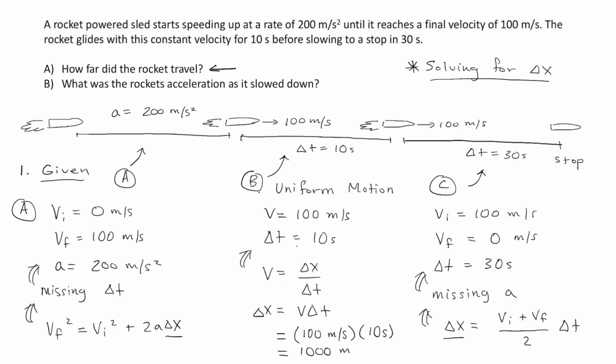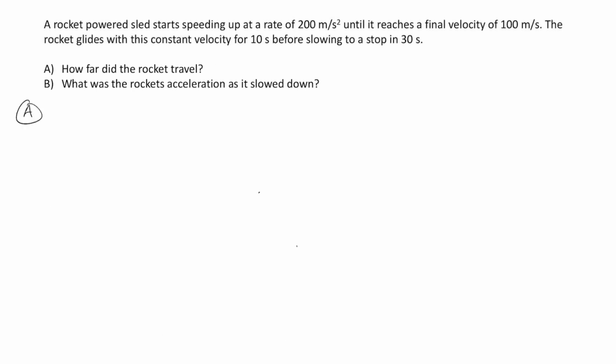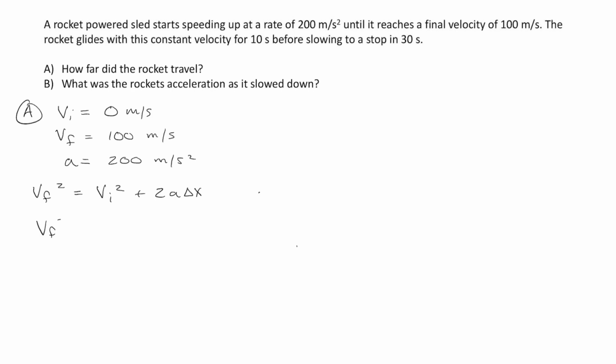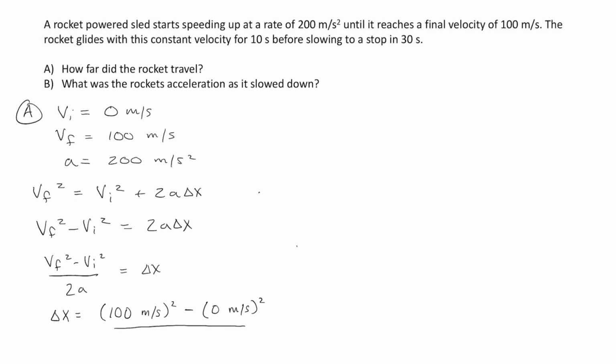And so now that we have the kinematic equations that we need, we can solve this problem. Beginning with the motion in part A, I'll just remind us that our initial velocity was 0 meters per second, our final velocity was 100 meters per second, and our acceleration was 200 meters per second squared. We figured out that we are going to use the Vf squared equals Vi squared plus 2a delta x kinematic equation, and what we need to do is rearrange this equation to isolate for delta x. Once we've rearranged this equation, we can just plug in our values and solve for delta x. And what we find is that our change in position for the first part of the motion is 25 meters.